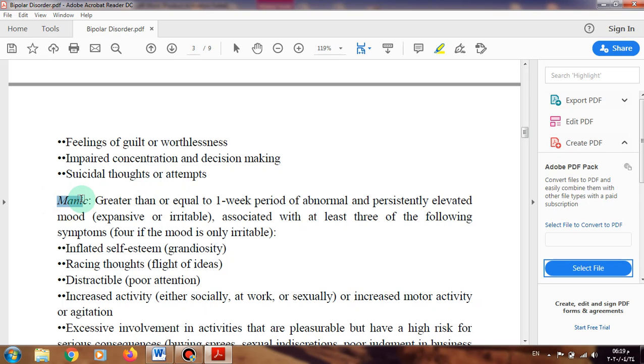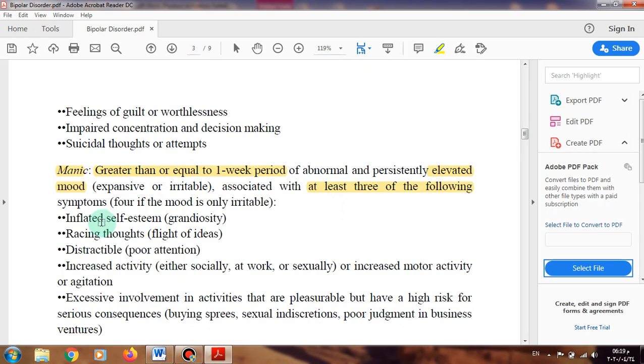Manic episodes require greater than or equal to 1 week's period. First thing, of abnormal or persistently elevated mood, expansive or irritable mood. Second thing, in addition to at least 3 of the following features, or 4 if the mood is only irritable. So a week or more duration, the mood should be elevated, expansive or irritable, with at least 3 of the following symptoms. Inflated self-esteem, grandiosity, which we mentioned, praising himself, glorifying himself, thinking highly of himself: I am the person, if it were not for me, this thing would not happen, and so on.